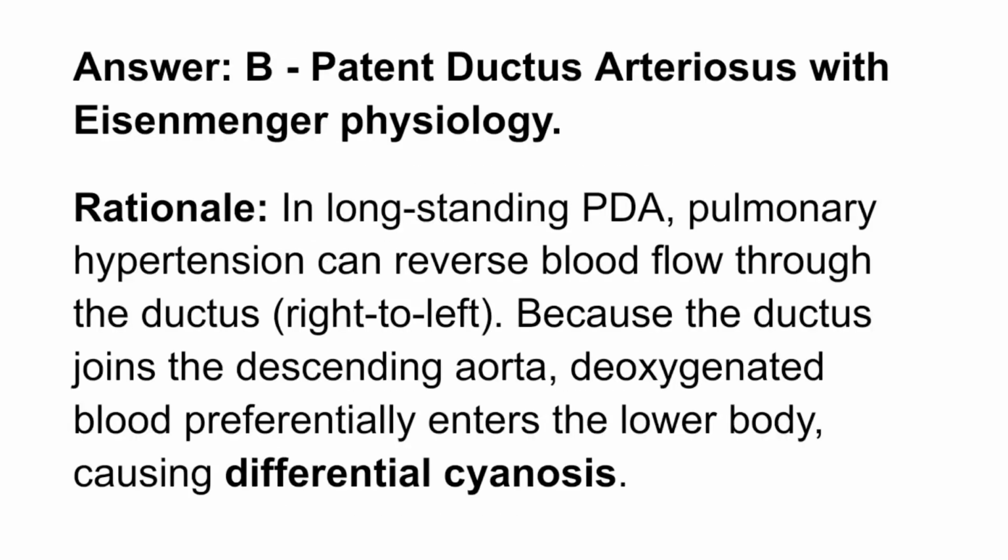Answer: B. Patent ductus arteriosus with Eisenmenger physiology. Rationale: in long-standing PDA, pulmonary hypertension can reverse blood flow through the ductus, right to left. Because the ductus joins the descending aorta, deoxygenated blood preferentially enters the lower body, causing differential cyanosis.